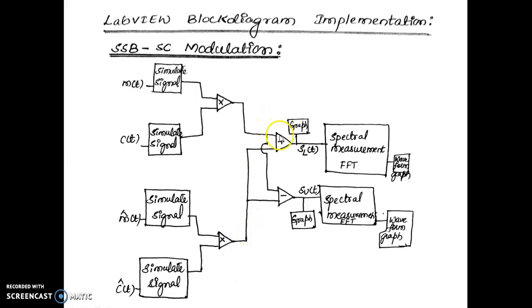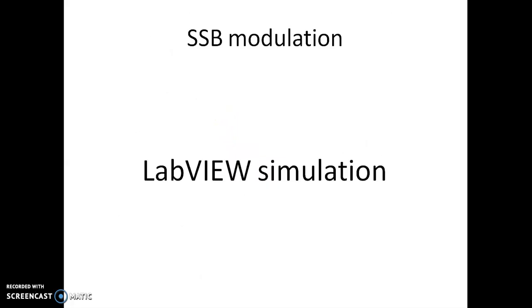The addition of in-phase and quadrature will give the lower sideband, where you can see the spectrum of it, and of course you can see the graph also. Similarly, the subtraction of the in-phase and the quadrature phase will give you the upper sideband. We will visualize both the waveform as well as the spectrum of the SSB modulation, that is both LSB modulation as well as USB. We'll go to the LabVIEW simulation, showing modulation as well as demodulation.